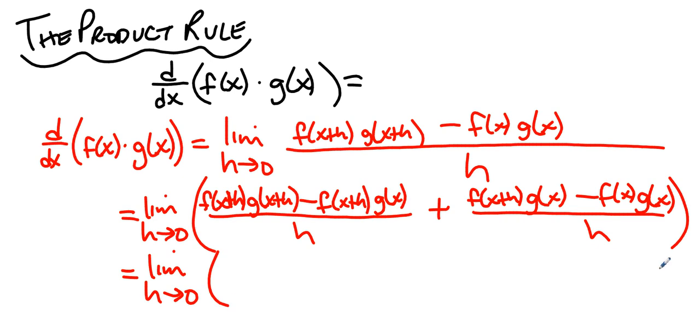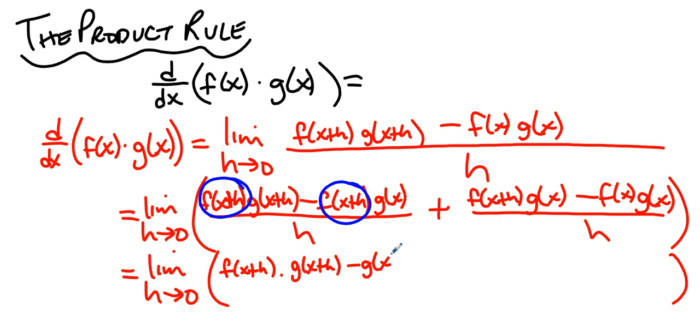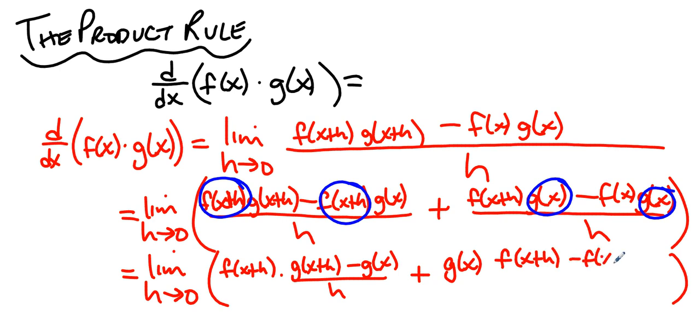So here's the question. What have we got? Well, on this side, we have a factor of f of x plus h in common, so we'll just pull that right out. And then what's left is g of x plus h minus g of x over h. Over on the right side, we have g of x in both terms, and so we'll pull that out, and what's left is f of x plus h minus f of x over h.